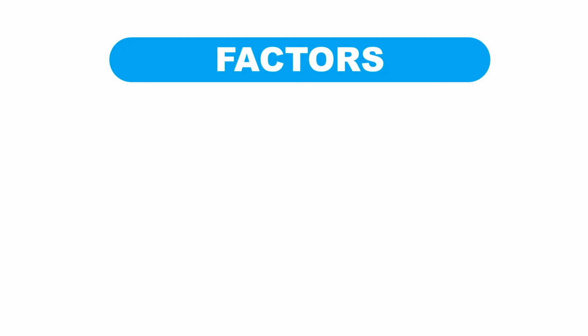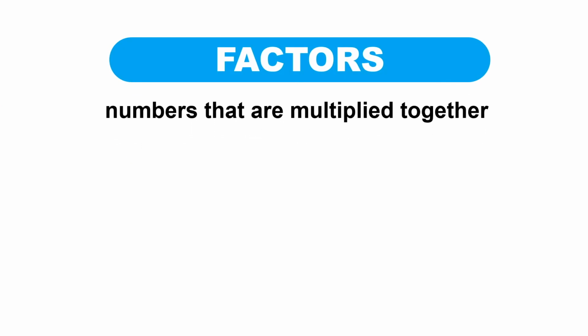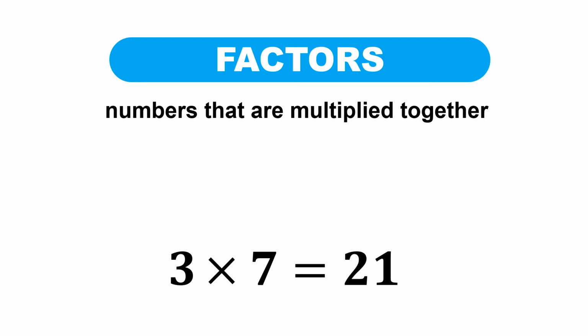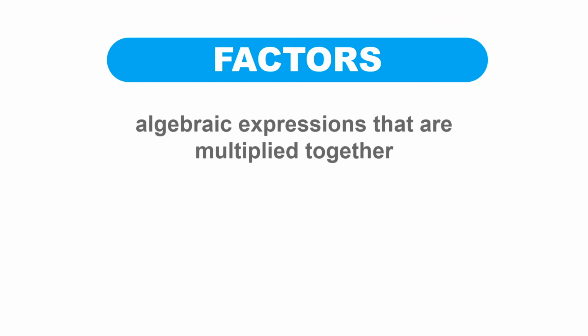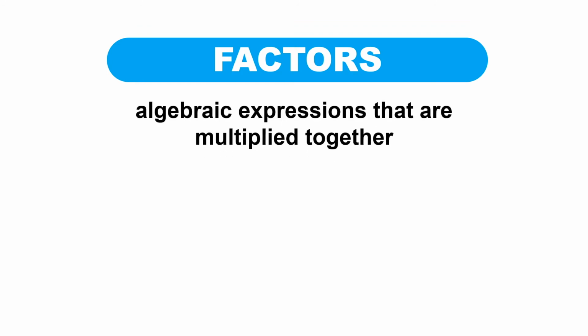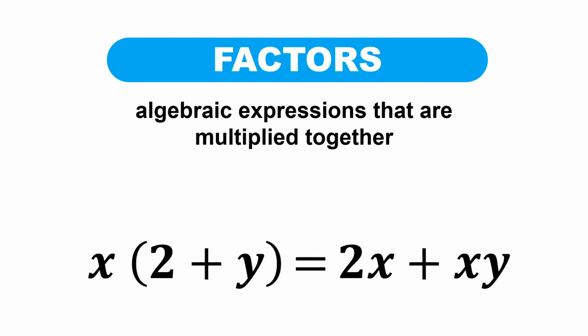Factors are numbers that, when multiplied together, give another number. Halimbawa, ang 3 at 7 ay mga factors ng 21. Maaari din naman na ang mga factors ay algebraic expressions. Ang product na 2x plus xy ay mula sa mga factors na x at 2 plus y.